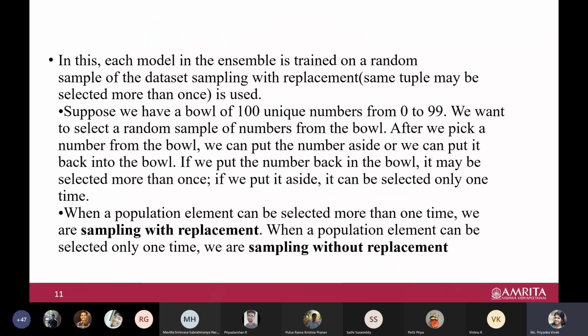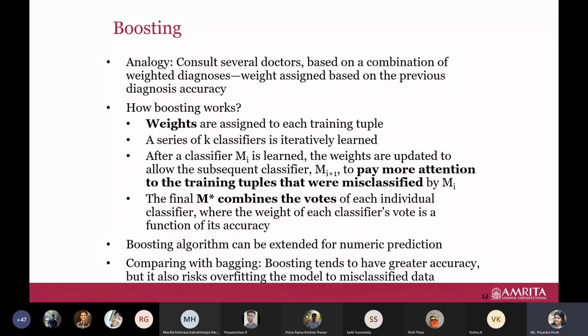And now what is boosting? Here also it is a similar concept. We are asking different doctors for their opinion, but here there is a weightage. Assume you give more weightage to a specialist in a particular hospital. When he says something, you give more weightage to his opinion. So there is some kind of weighted opinion or weighted suggestion.